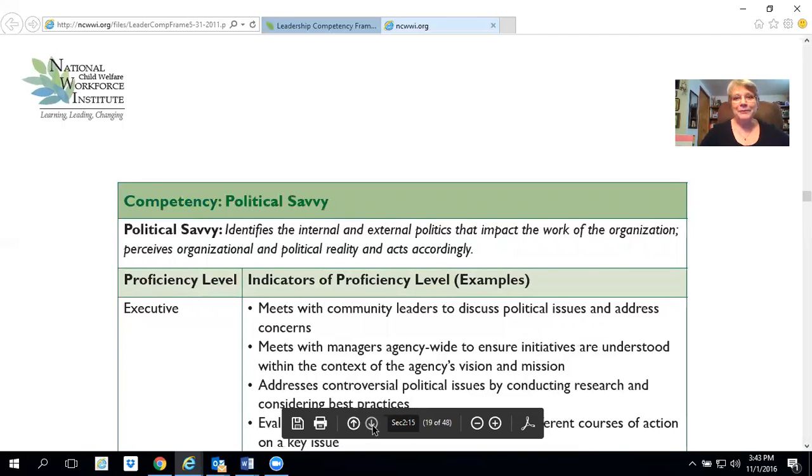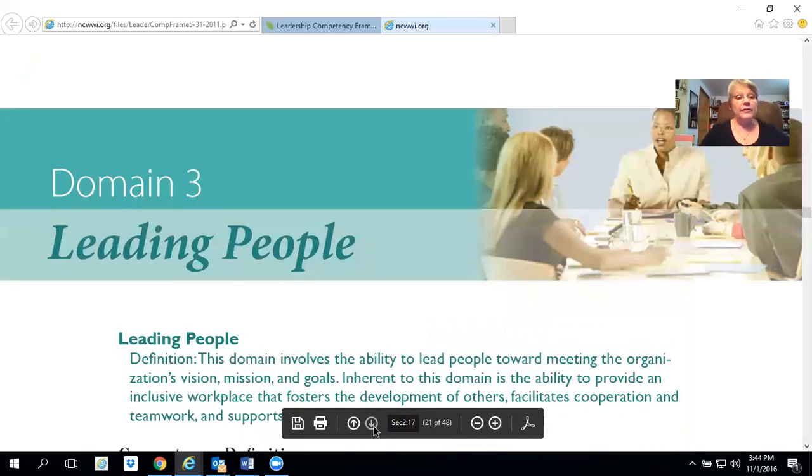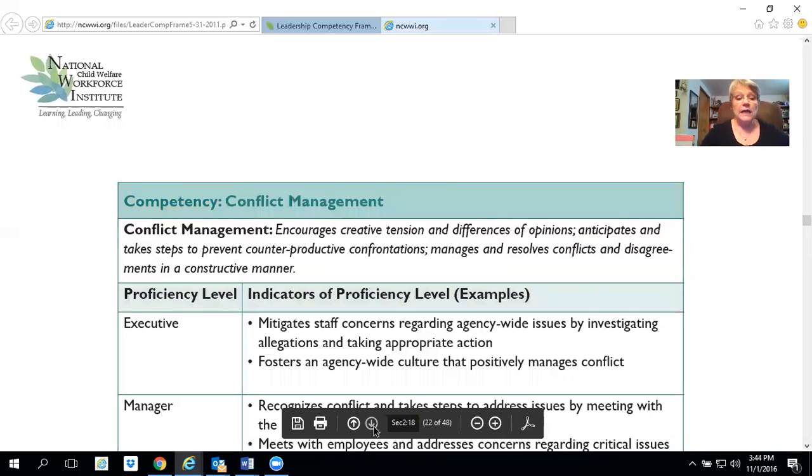Or maybe political savvy. Maybe you've really learned a lot about the internal and external politics that impact the work of organizations. Then you developed your political savvy, which is another competency. Or maybe you got to see somebody who really knows how to influence and negotiate. The third domain is leading people.